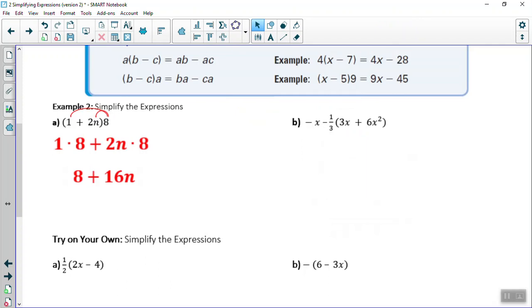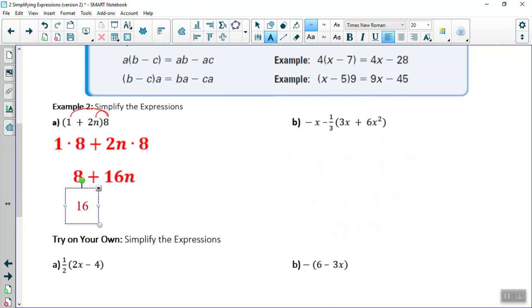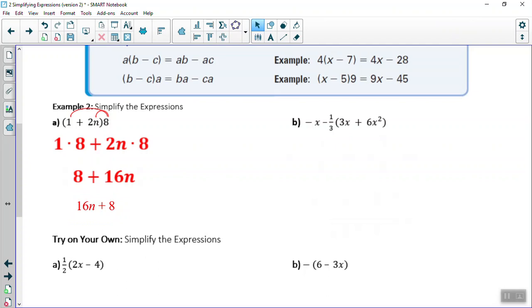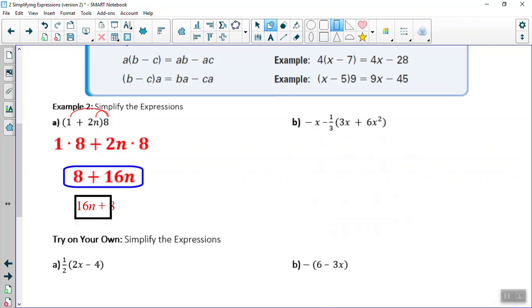Now, if we were to write this in proper form, we'd actually flip these around. And I would actually want to write 16n plus 8. Either one of these answers is correct. On a multiple choice test, you may see it written more like this one here. And then we can circle up our answer. So you can either have that as an answer, or this one here. Either one is fine.